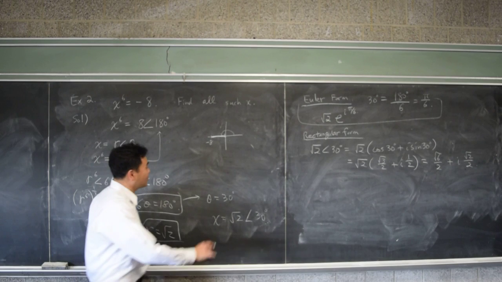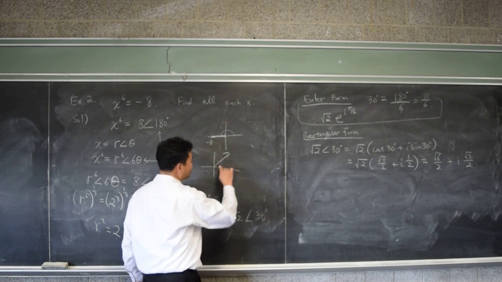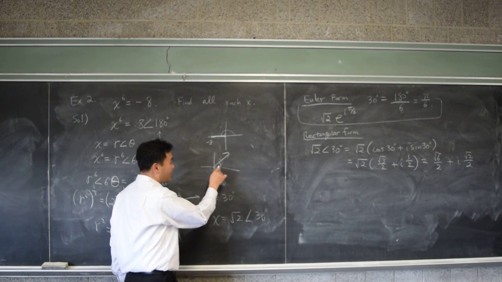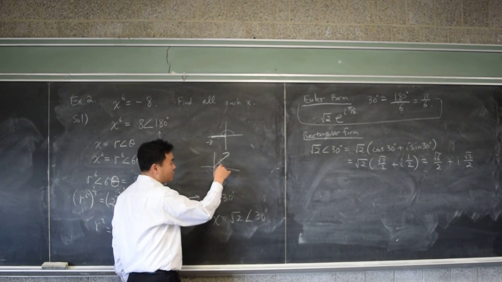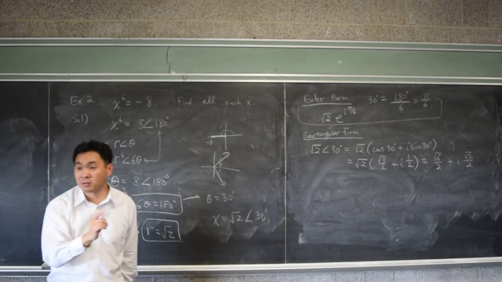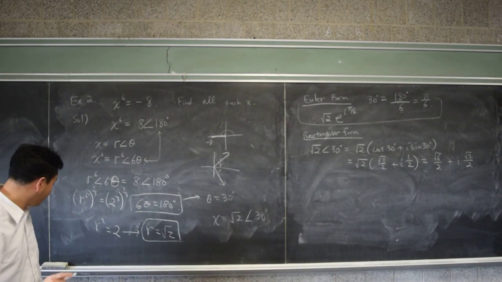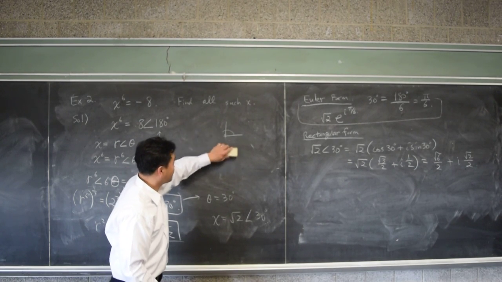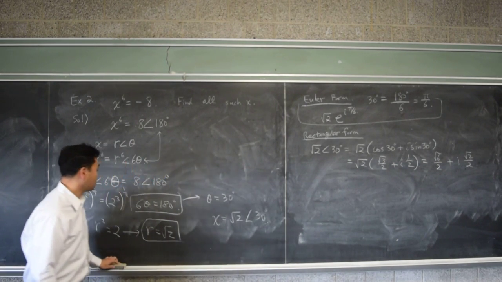Clockwise? No, that's not what I'm trying to say. I mean, if this number and that number have the same length and the same angle, but one's going this way and one's going that way, these two are different numbers. They have to be at the same place, or else they're different numbers. What else can happen?